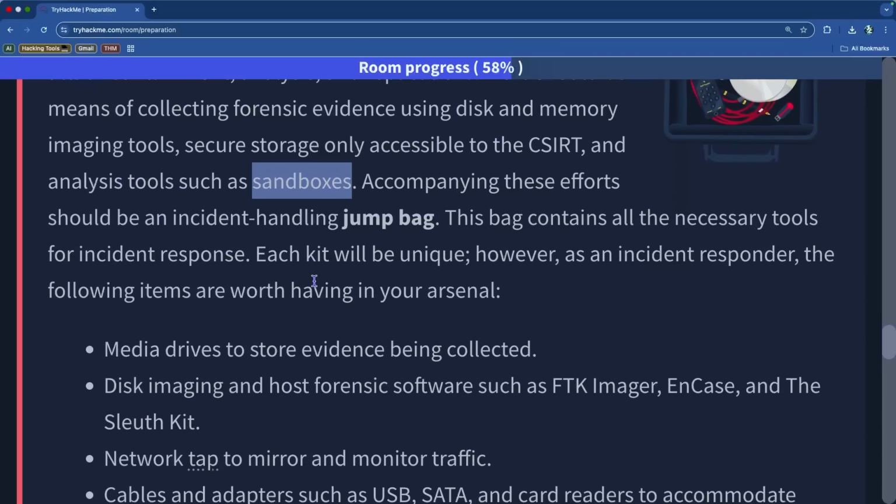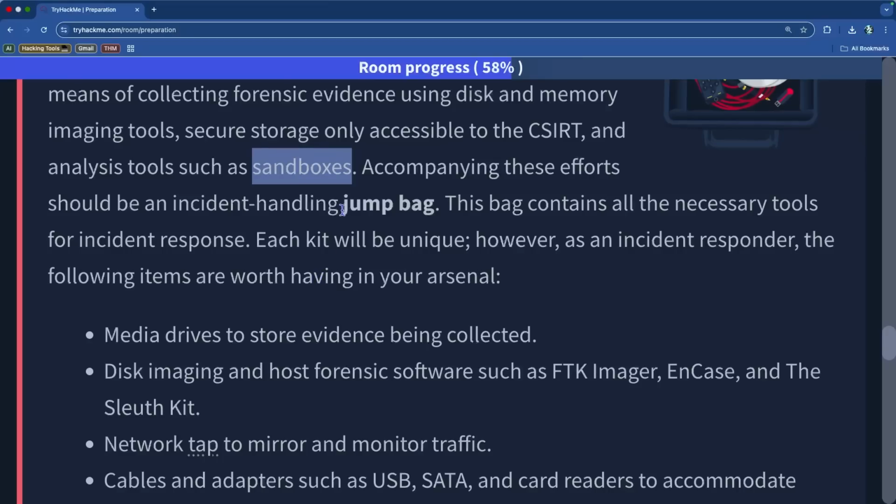Accompanying these efforts should be an incident handling jump bag, which is a very interesting concept.